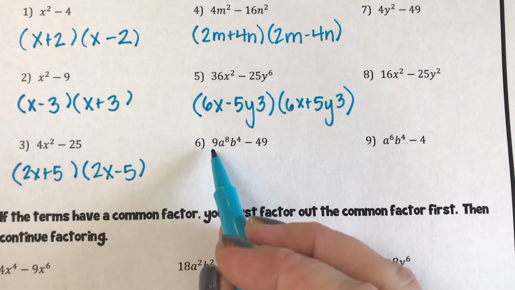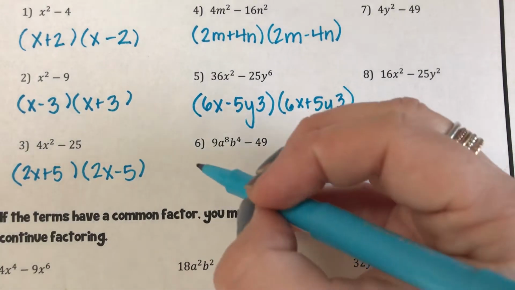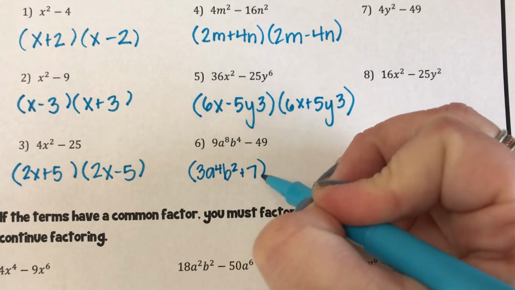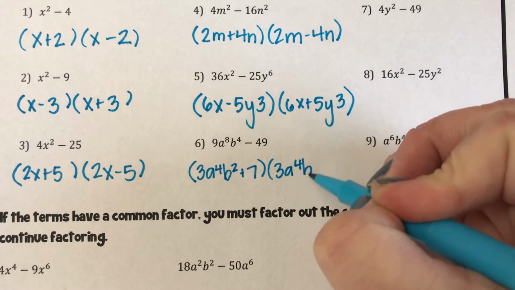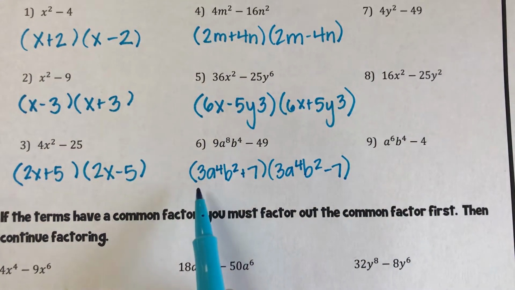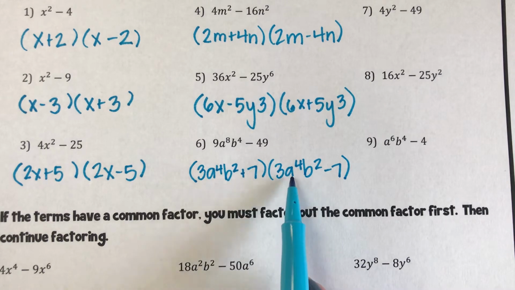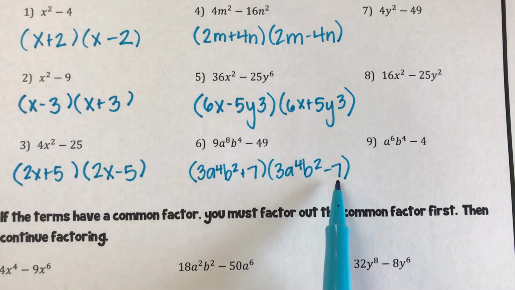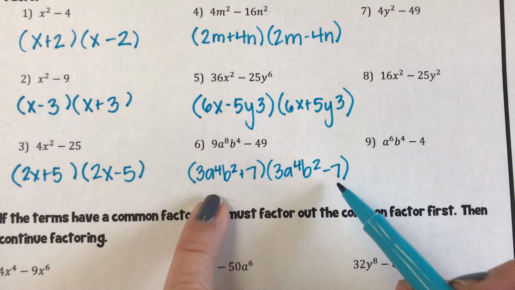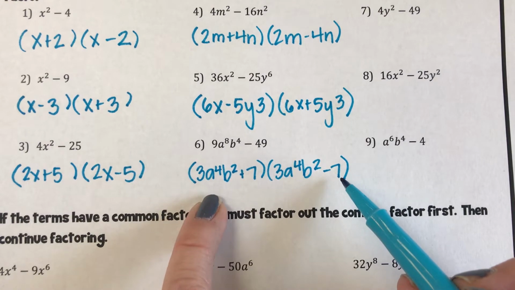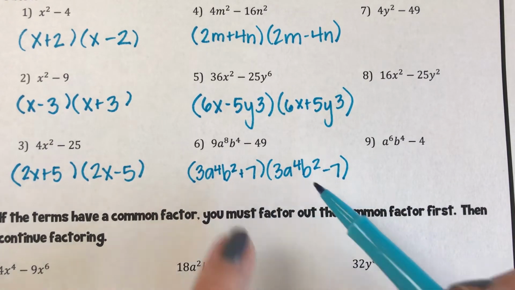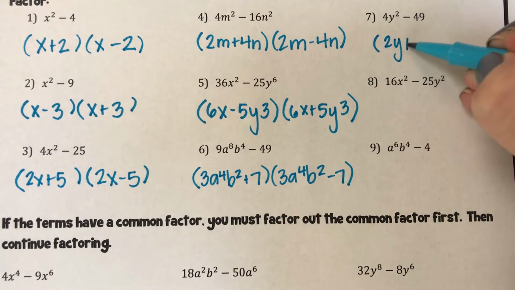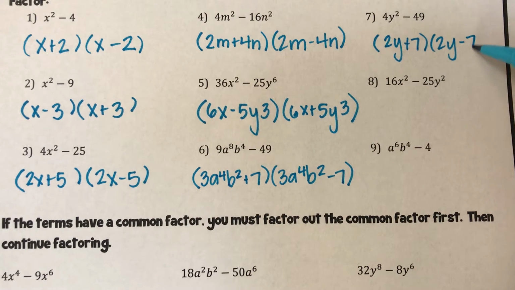Okay, 9 is a perfect square. These are perfect squares. 49 is a perfect square. So 3a to the 4th b squared plus 7, 3a to the 4th b squared minus 7. Because look, 3 times 3 is 9, a to the 4th times a to the 4th is a to the 8th, b squared times b squared is b to the 4th. 7 times negative 7 is negative 49. This would give you negative 21 a to the 4th b squared plus 21 a to the 4th b squared, which would cancel. Number 7, you should get 2y plus 7, 2y minus 7.